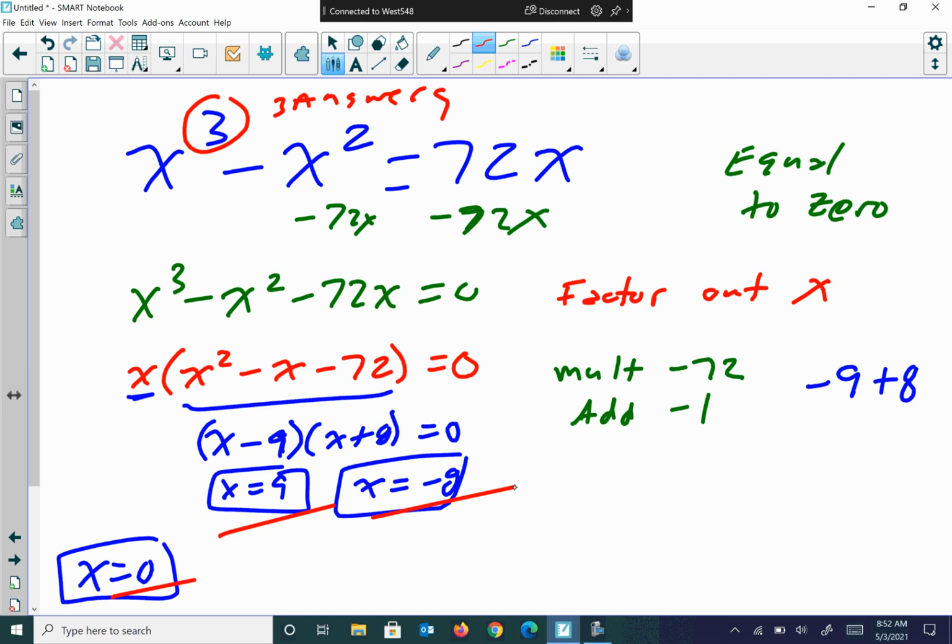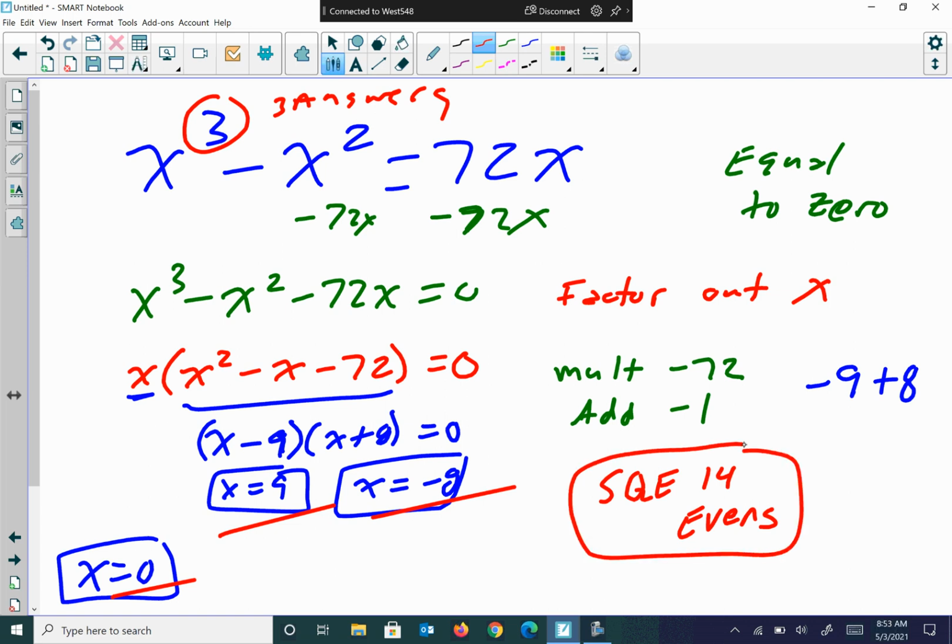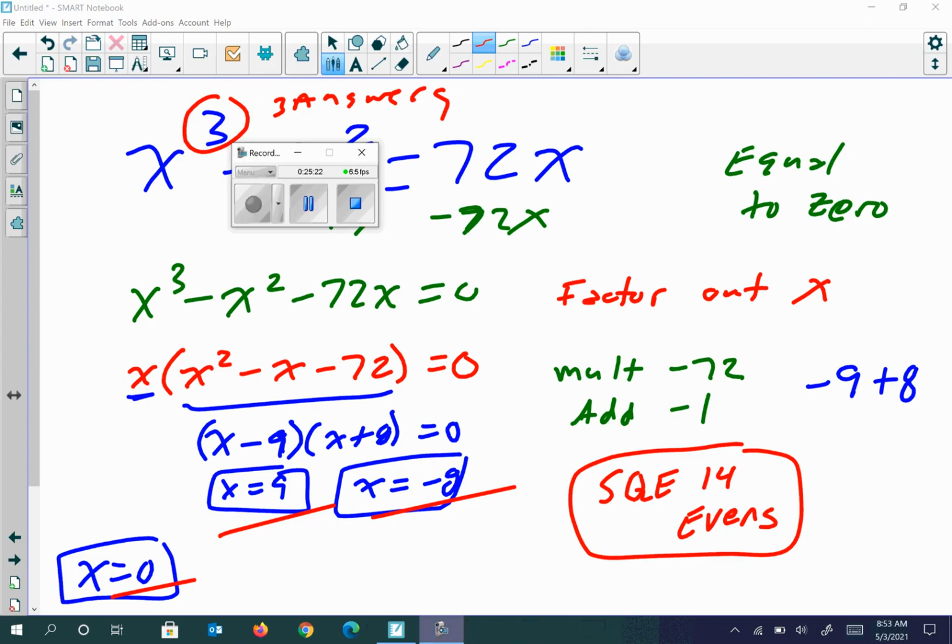Good in the hood? All right, so my friends, I would like us to do SQE number 14. We're going to do the evens. I just went through and did all the odds. So if you need a picture of it, come on up and get a picture. Let me freeze this and I can start saving it. Freeze. Disconnect. Save.